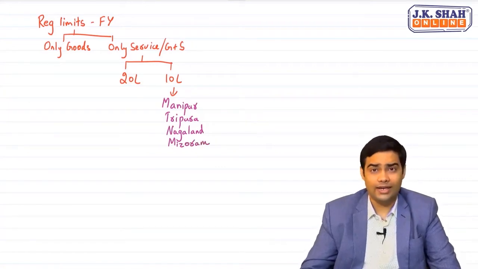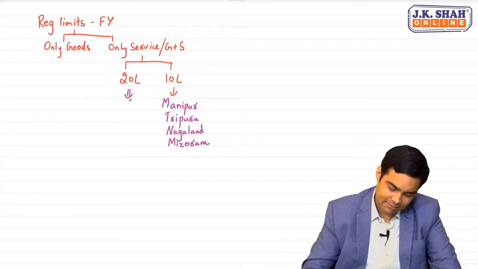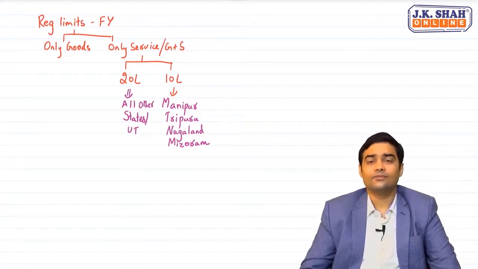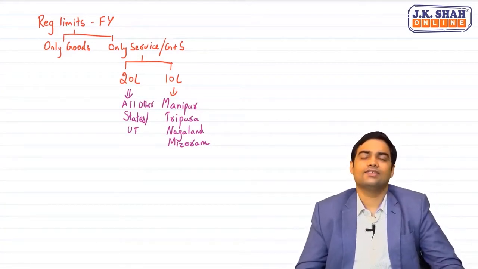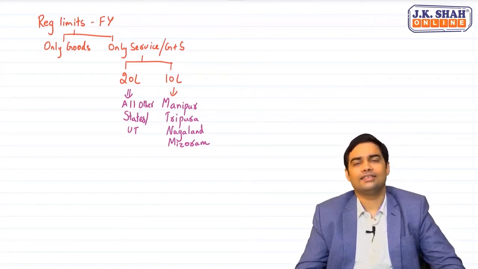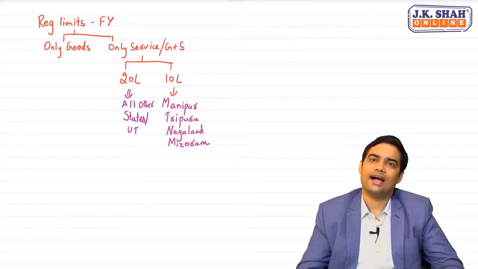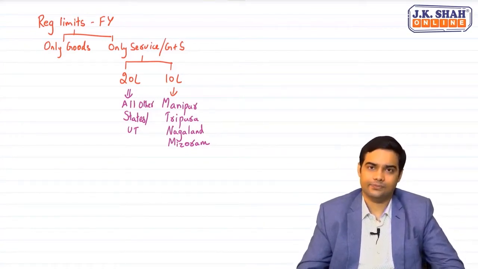And what about 20 lakh? 20 lakh is applicable for all states and union territories. So, all other states and union territories, the registration limit would be 20 lakh. So, if I am providing services in Bangalore, my registration limit would be 20 lakh. So, the moment I cross 20 lakh, I would be liable to register under GST.